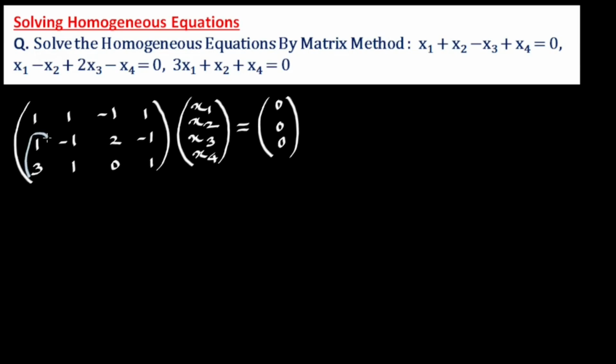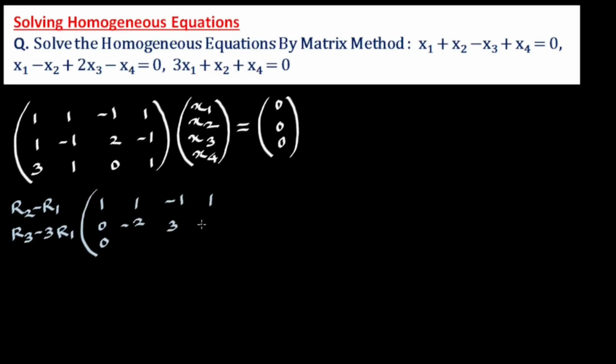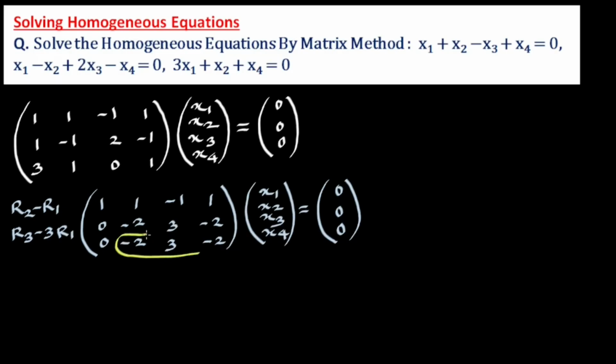Now we will solve one more example with two independent non-trivial solutions. First, the equations in matrix form. To make these 3 zeros below this leading one, we will apply R2 minus R1 and R3 minus 3R1. These two zeros, first row as it is, and minus 2, 3, minus 2, and repeat. We can make these three elements 0 by applying R3 minus R2. So these three elements 0, remaining as it is.